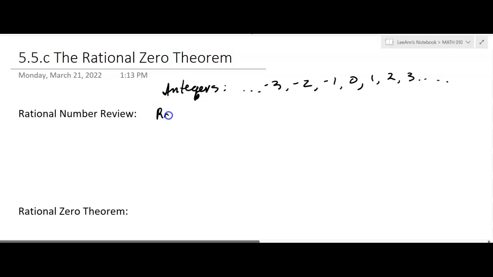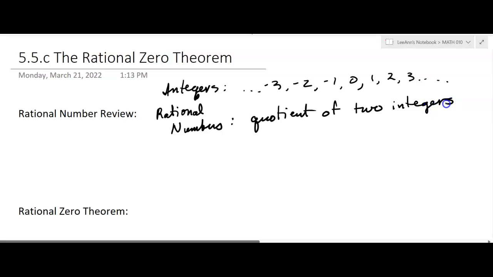Rational numbers are anything that can be written as the quotient of two integers. So a lot of times people just think of fractions, 3/4, that's a rational number. 1/2, that's a rational number. You could do a decimal, like 0.25, because that could be written as 25/100, which could be 1/4. And you can have them be negative as well. So, that's just kind of a brief review of rational numbers.